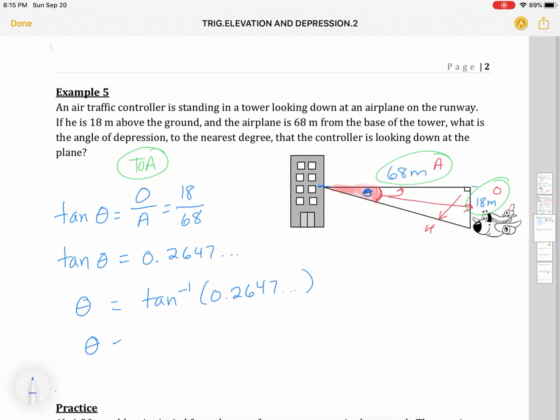0.2647. So then I'm going to use my second function button to do tan -1 of 0.2647, etc. And it wants to the nearest degree, so let's see what we get. Second function tan 0.2647. Oops, I made an error punching that in. Second function tan 0.2647, and we get 14.8 degrees, which to the nearest degree would be 15 degrees.